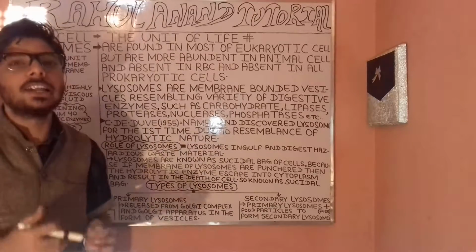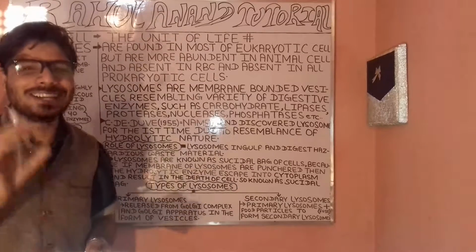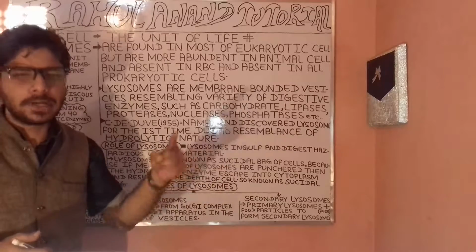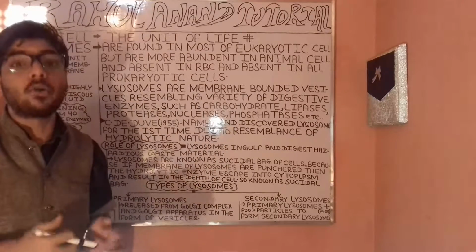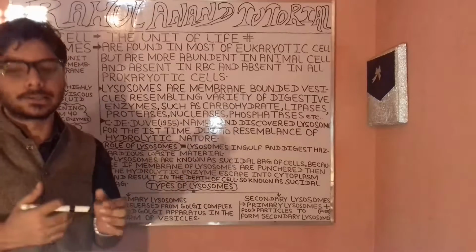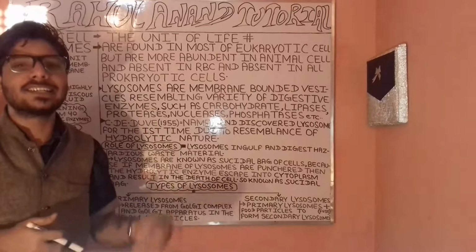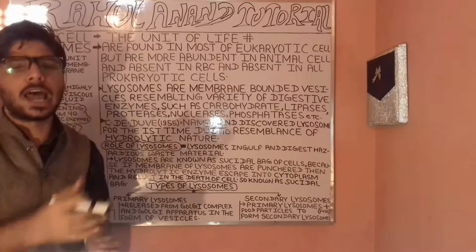When we are talking about the lysosomes, where are they generally found? They are found in the eukaryotic cell, as well as often abounding in the red blood cell in animals. When we talk about red blood cells, they are generally found in the animal body.